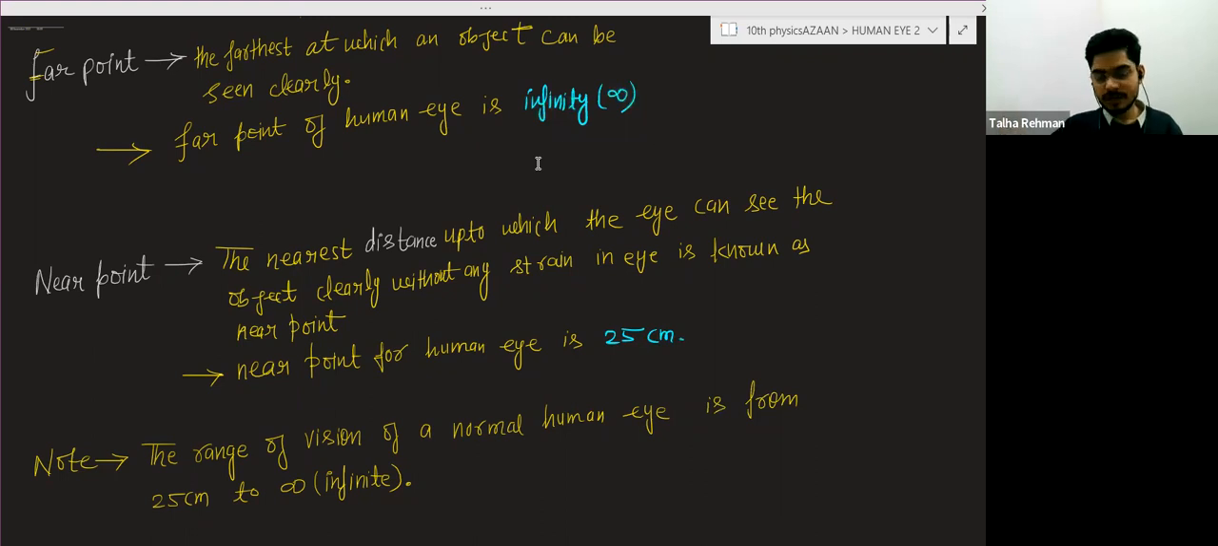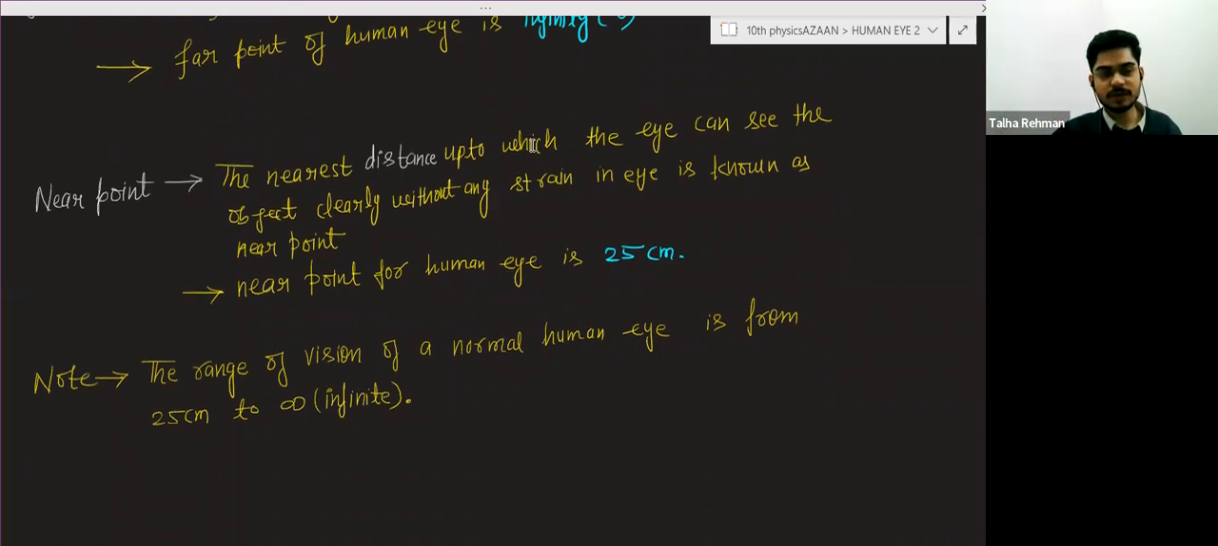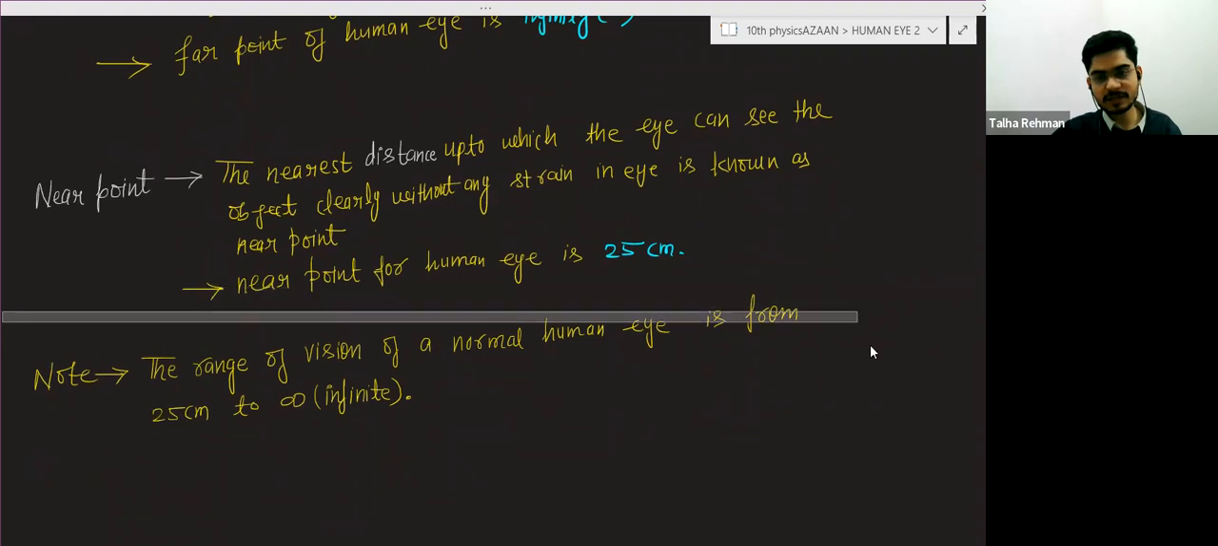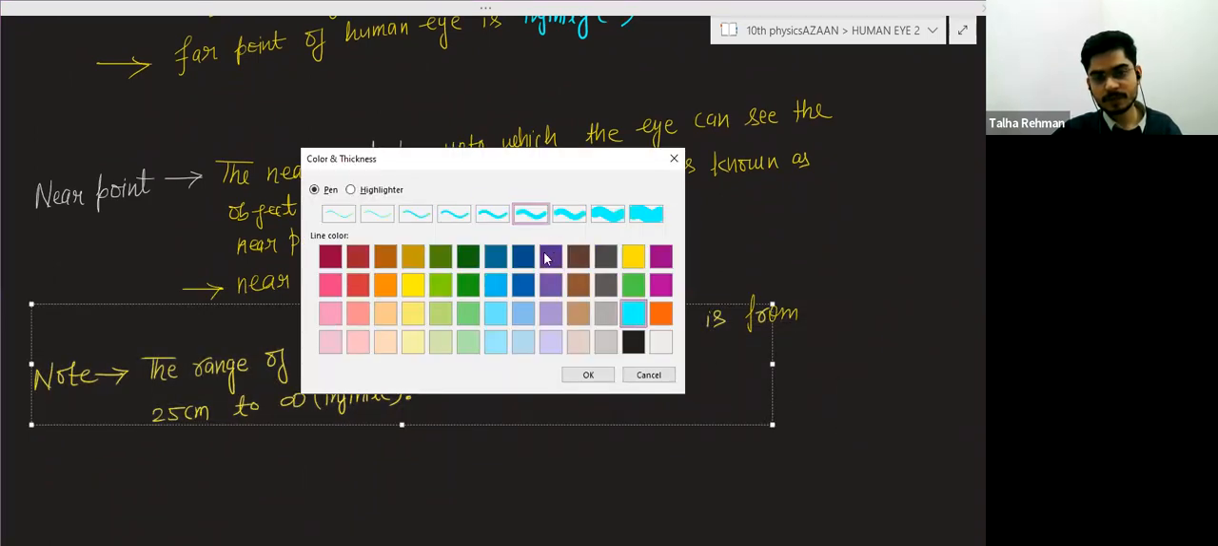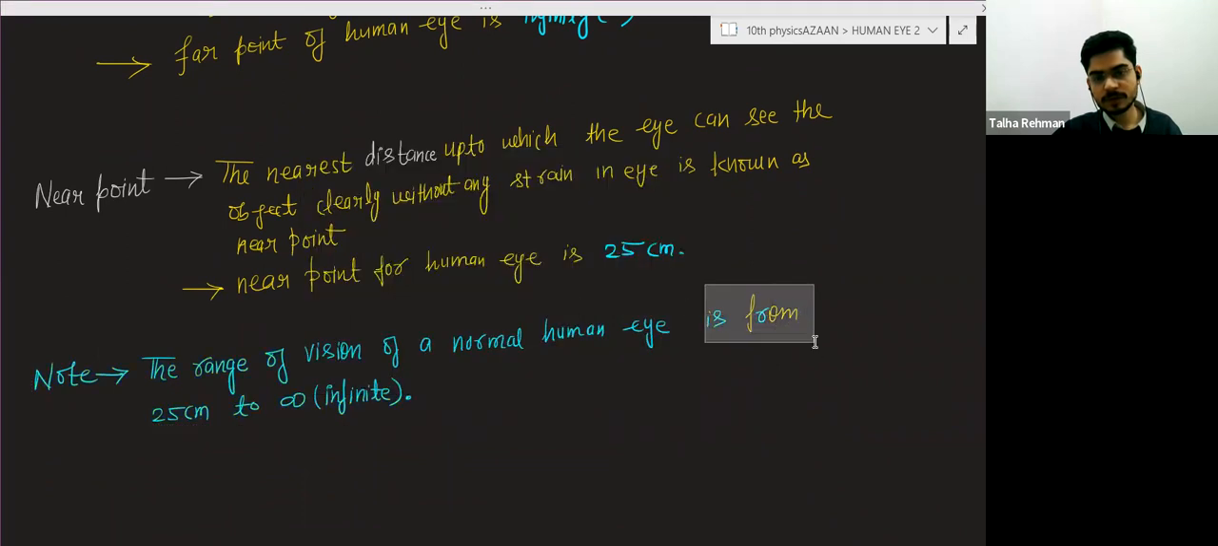So basically, a normal eye can see the object clearly from 25 centimeter. We are taking the distance from the eye. So suppose this is 25 centimeter from my eye, and from this distance to infinity, the normal eye can see. So this is the range of the human eye. The range of vision of a normal human eye is from 25 centimeter to infinity.